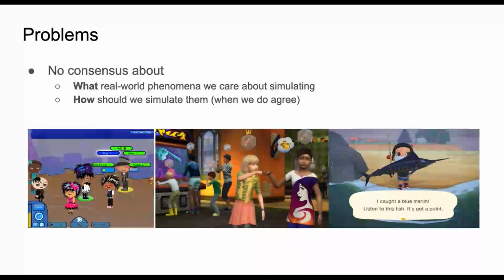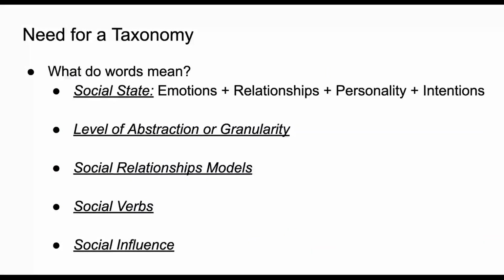However, despite the plethora of social character models developed, there is no consensus on what constitutes a social simulation. Across social simulation artifacts, we come across terms such as social state, relationships, influence, and so on. However, missing a formal definition, these terms can mean any number of things. For instance, the term social state could refer to any combination or subset of emotions, relationships, personality, or intentions. A further discussion on existing research terminology can be found in our paper.